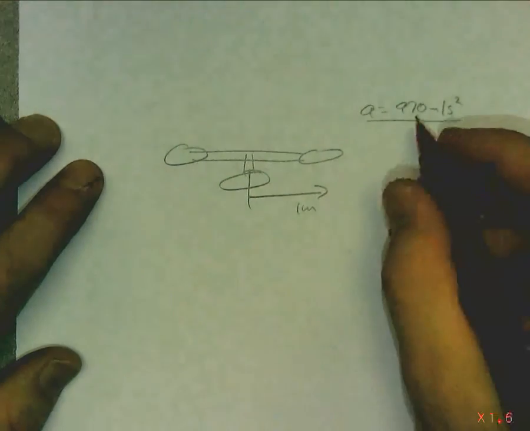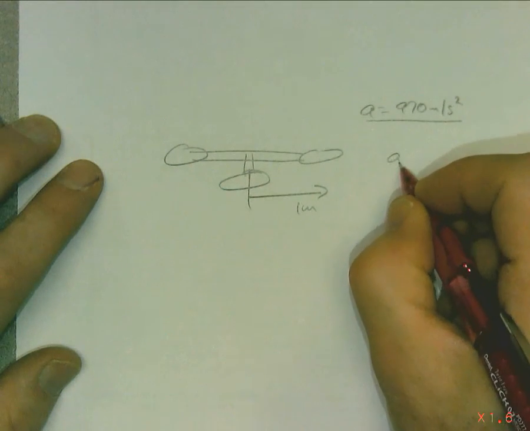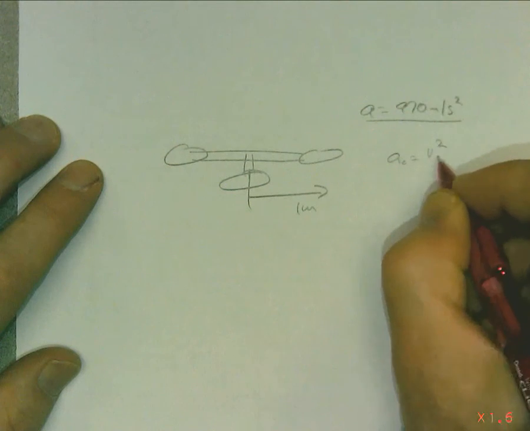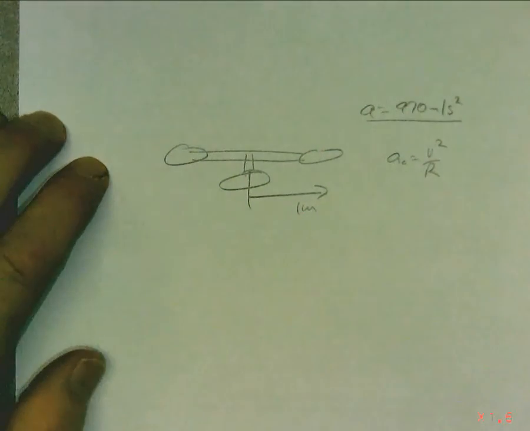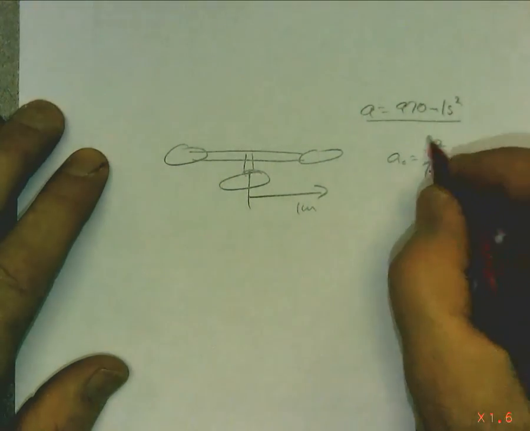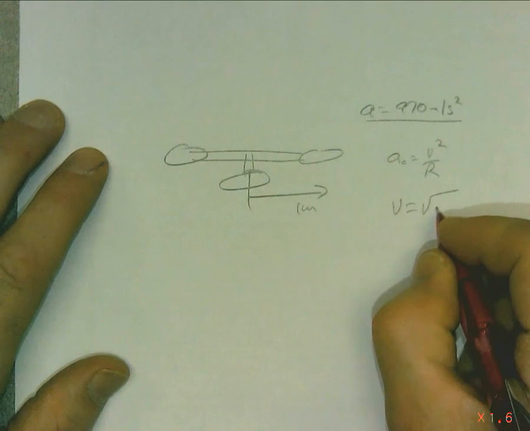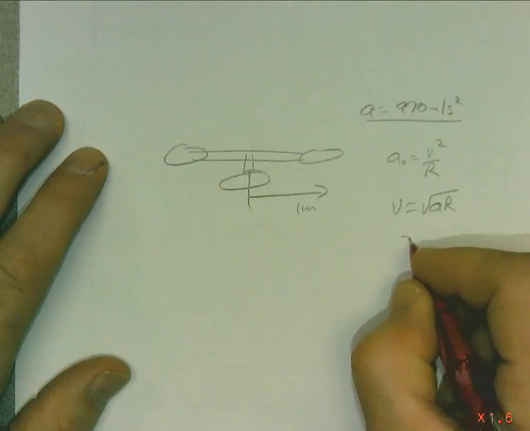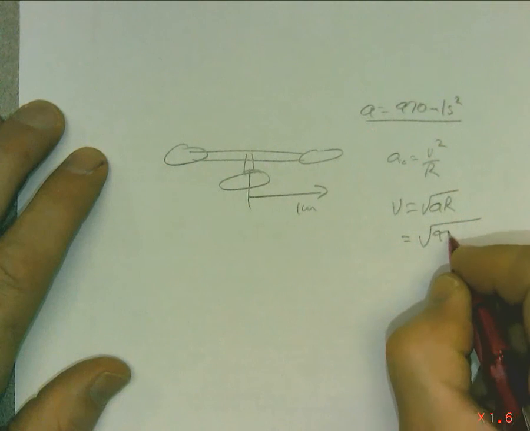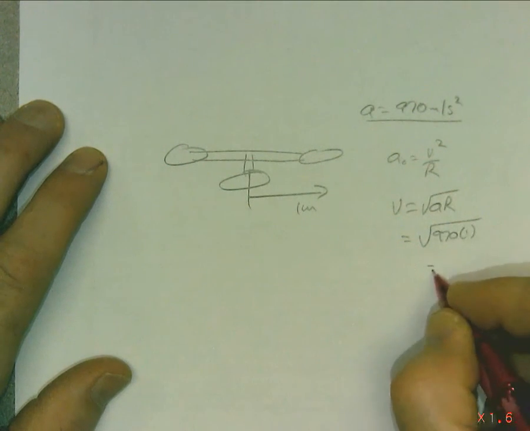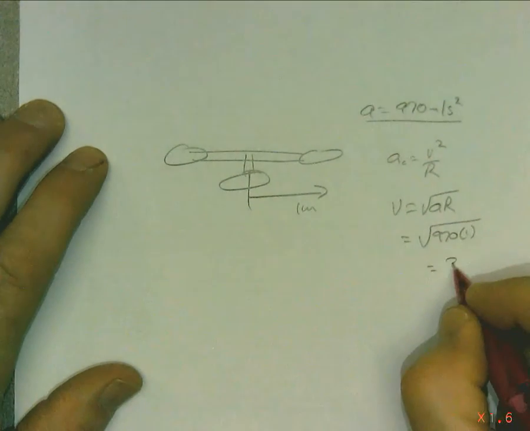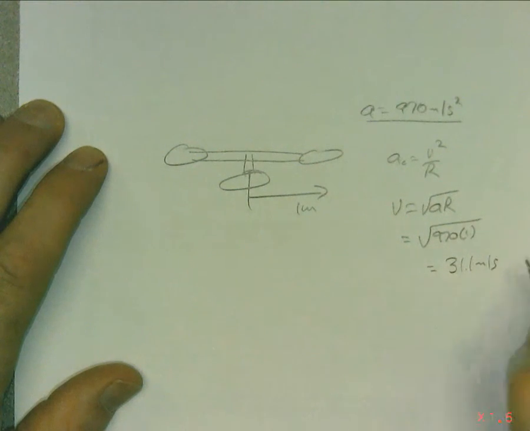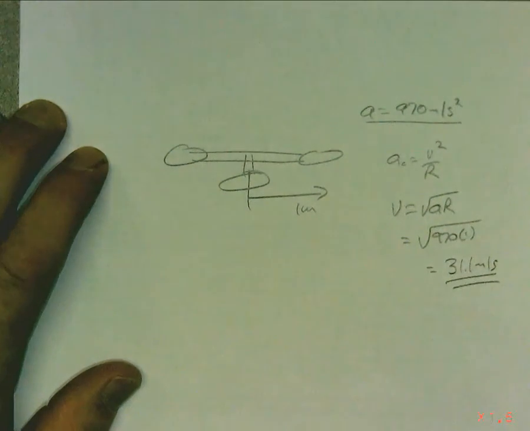Well, basically we have centripetal acceleration is v squared over r, over the radius. So how fast? We're looking for v, solve for v, square root of a r, and that's equal to the square root of 970 times 1, which is 31.1 meters per second. So there you go. That's how you do that.